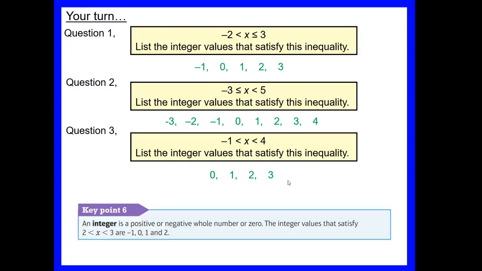So our key point there from this part then is that an integer is a positive or negative whole number or 0. The integer that satisfies this inequality, so from 2 less than x, which is less than 3, would be -1, 0, 1 and 2.